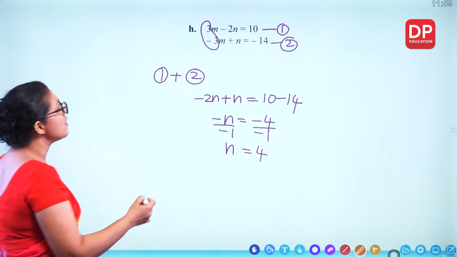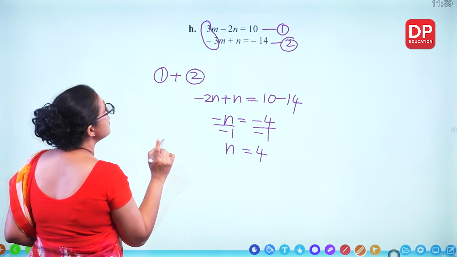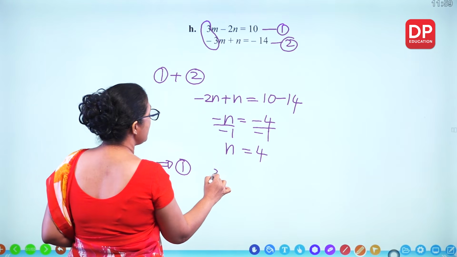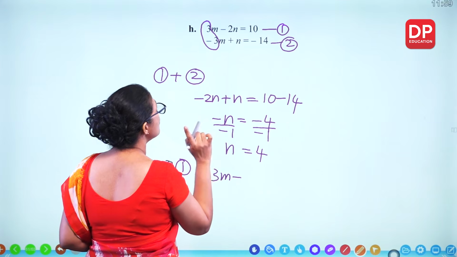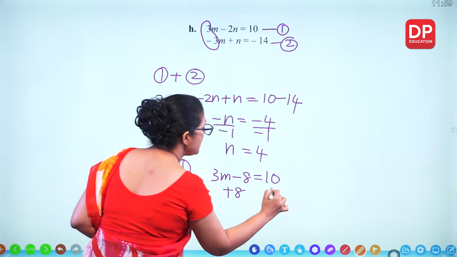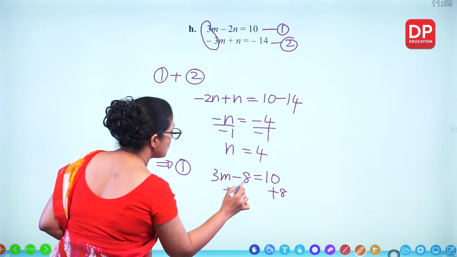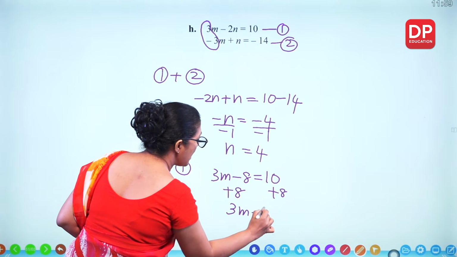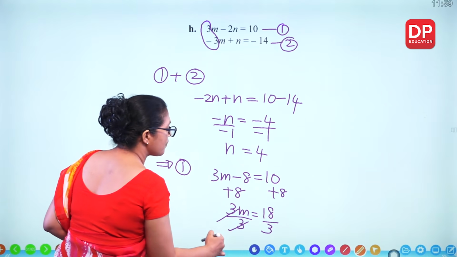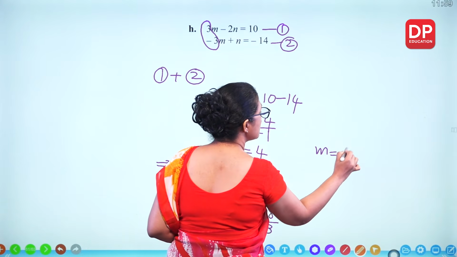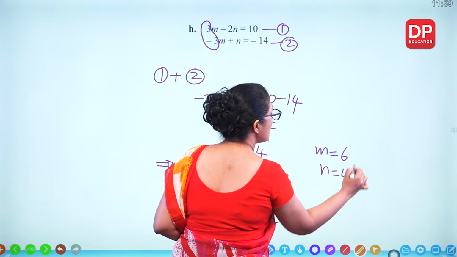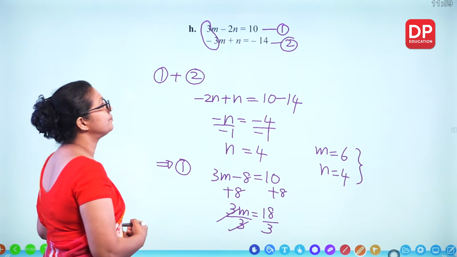Now take one of the equations and substitute and get the m value. 3m minus 2 times 4, 8, equals 10. Add 8 to both sides, you get 3m equals 18. Divide by 3, you get m equals 6. So m equals 6, n equals 4.